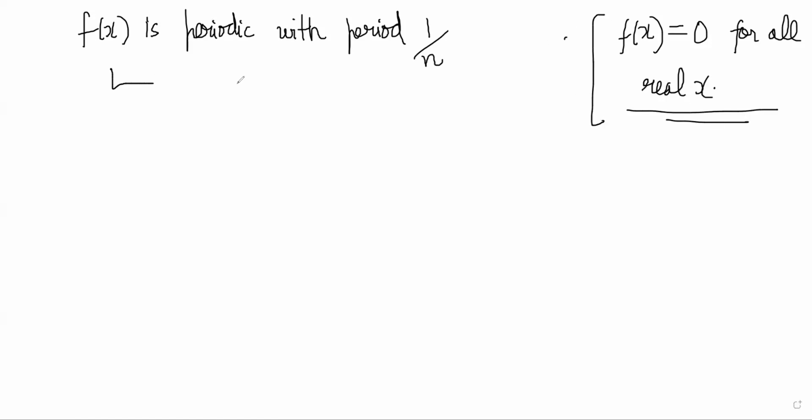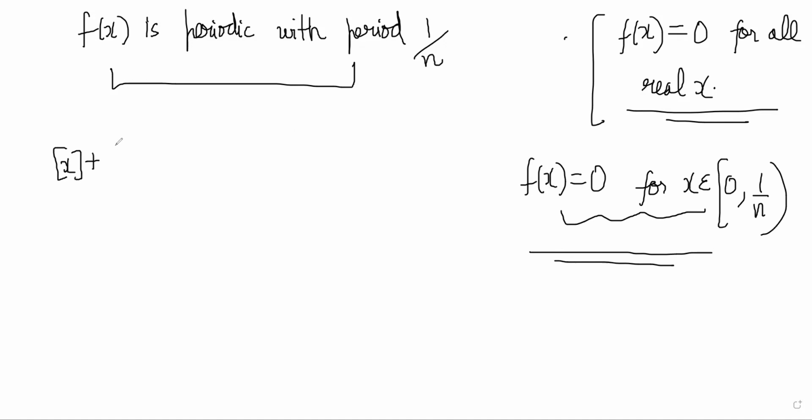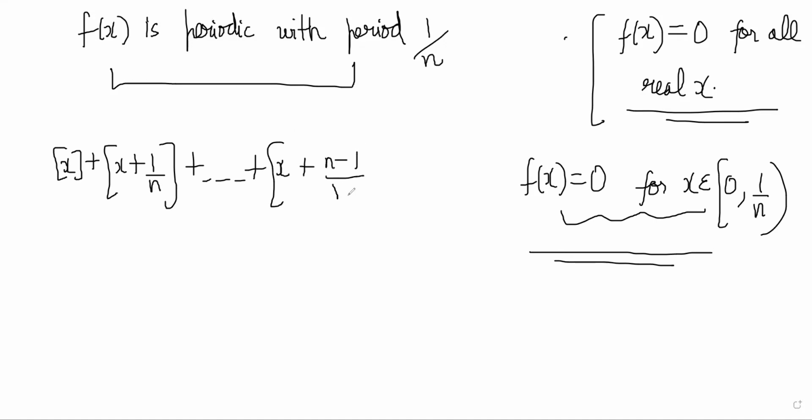and we know that it is a periodic function, then all we need to do is to show that it is 0 for x belonging to [0, 1/n), right? If it is 0 for this region, since it is periodic, it will keep repeating and it will always be 0, right? So now this is very trivial because [x] + [x + 1/n] and so on till [x + (n-1)/n] - [nx].